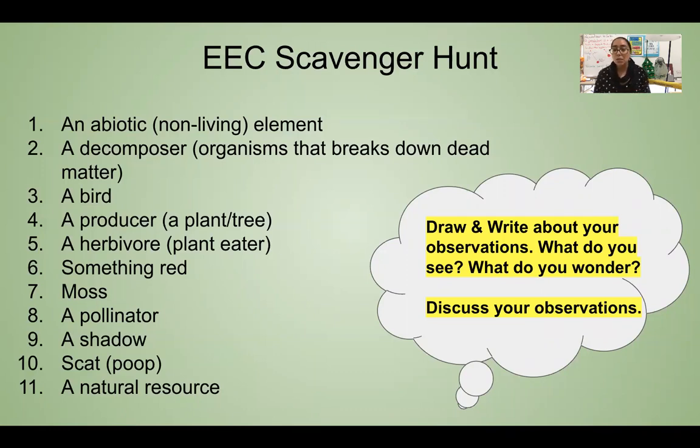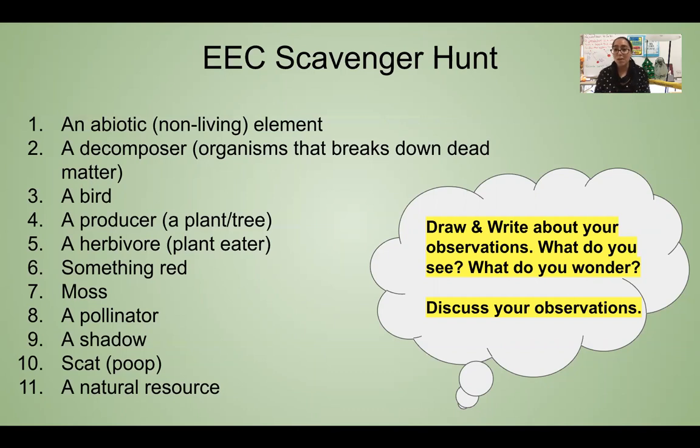Number six, something red. And think about something natural in nature that is red. And I'm not talking about a red car. Number seven, moss, so that pretty green moss that you might see in our video. Number eight, a pollinator. Number nine, a shadow. Number 10, scat. And scat is the science word for poop.